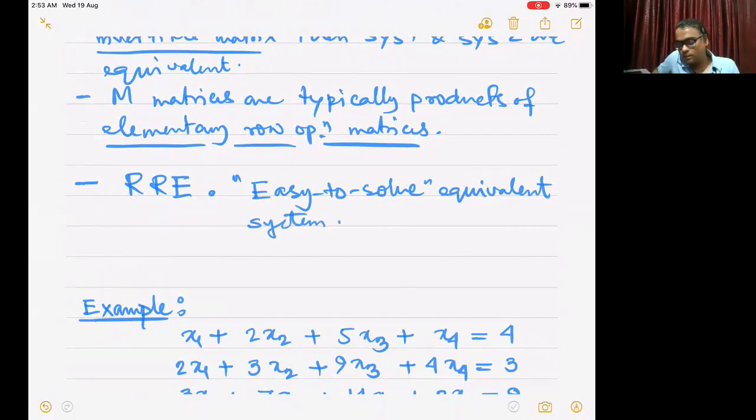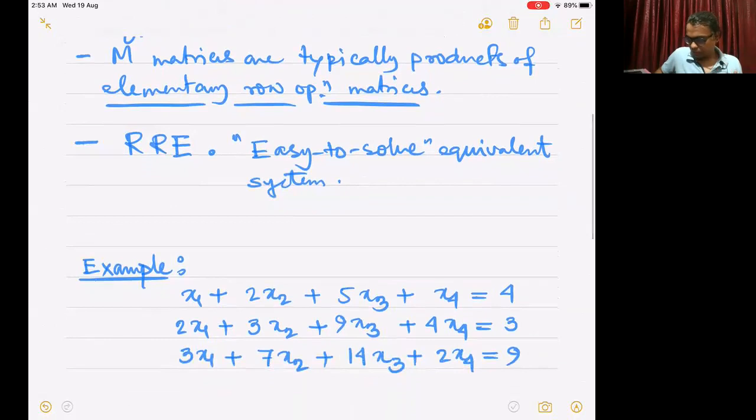So I believe the best way of understanding why this RRE form is easy to solve is by going through an example. That is what I'm going to try and do, so please bear with me. Let me do this calculation for you.